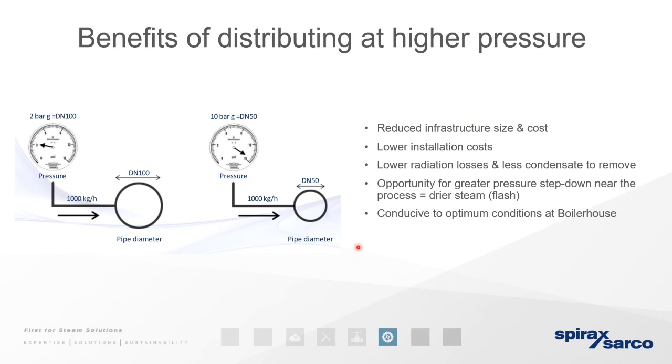This is also the reason why we always advise that we pressure reduce the steam as close as possible to the process area, in order for us to keep our pipelines as small as possible and distribute at as high a pressure as possible. So this has two benefits. First and foremost, a huge infrastructure cost saving. And secondly, as I've just mentioned, a smaller pipe radius means fewer heat losses from the pipe, which means less condensate to be removed.